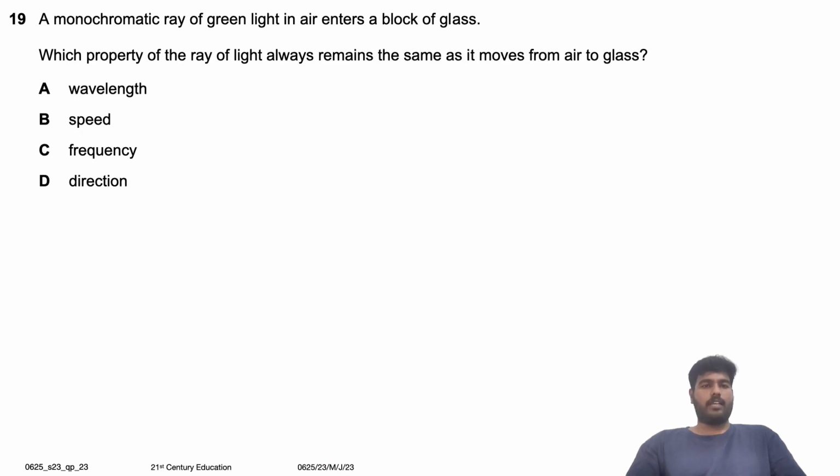A monochromatic ray of green light in air enters a block of glass. Which property of the ray of light always remains the same as it moves from air to glass? We know that v is f lambda.